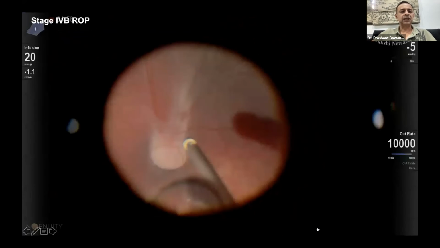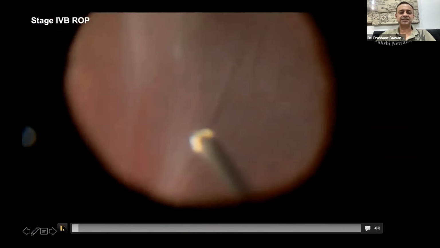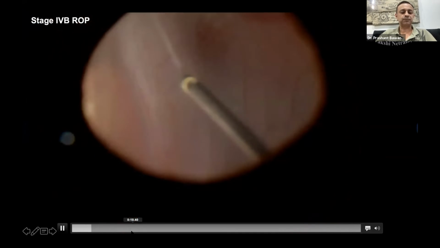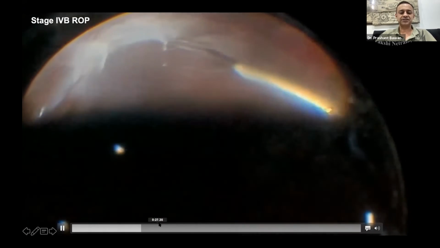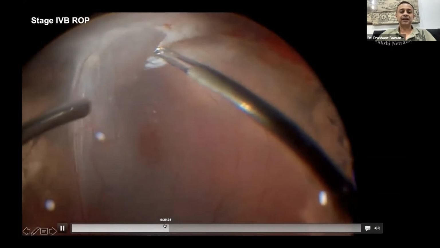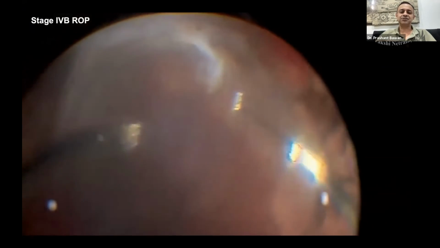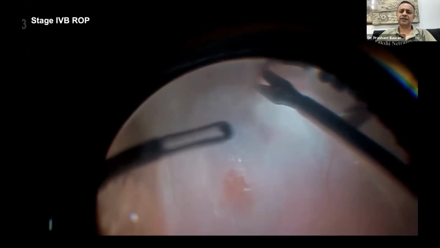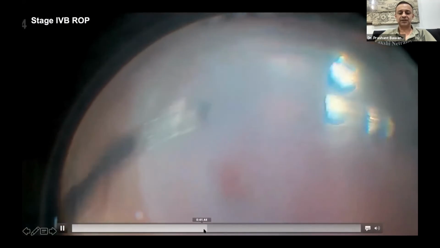Even in cases of ROP nowadays, we use this particular system. This is a stage 4B ROP, where I'm doing a vitrectomy, and here I'm doing bimanual surgery as well under this system. And look at the magnification which it is allowing, and look at the architecture of the tissues, retinal tissues, as well as the fibrovascular tissue, where you can easily discern the difference between the retina and the fibrous tissue.